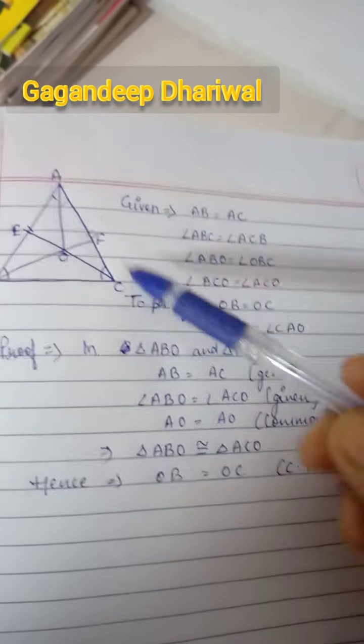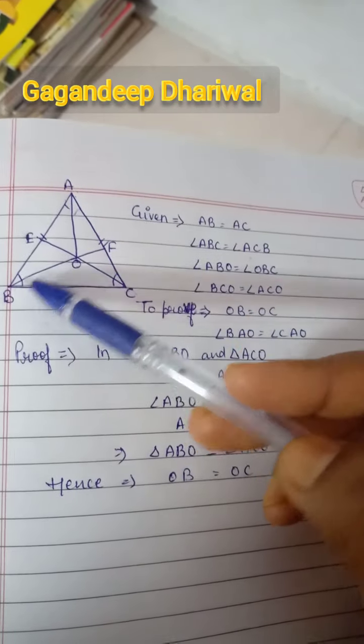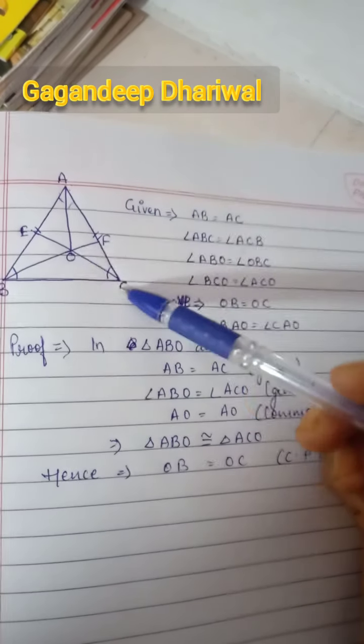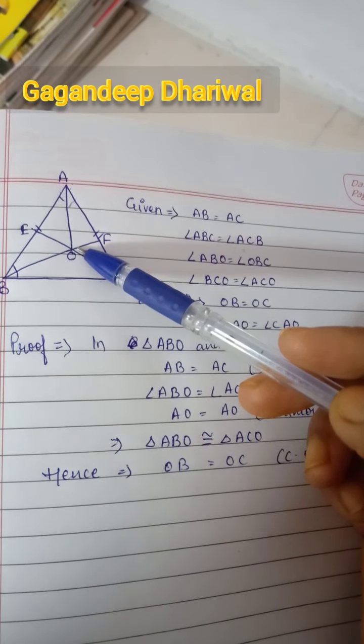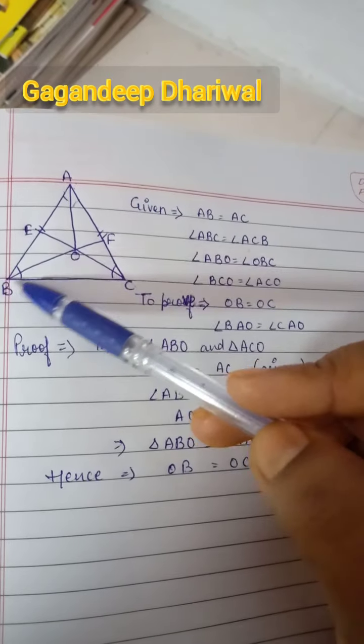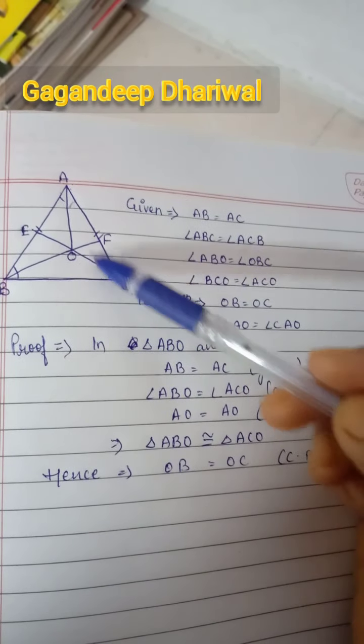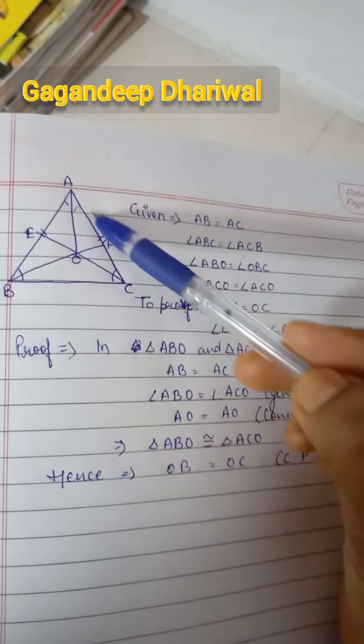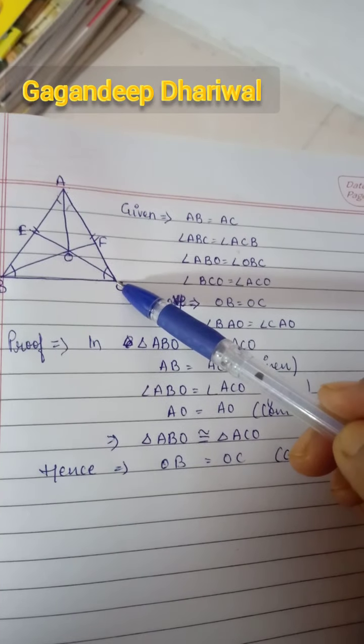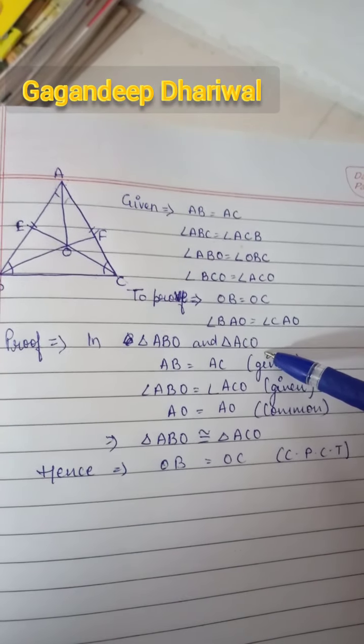Now look at here, we have to take these two triangles ABO and ACO. Why we have to take these two? Because हमें इसमें OB and OC लेना है. ठीक. So AB is equal to AC. This is an isosceles triangle, so these two are equal. It is already given. ठीक है.